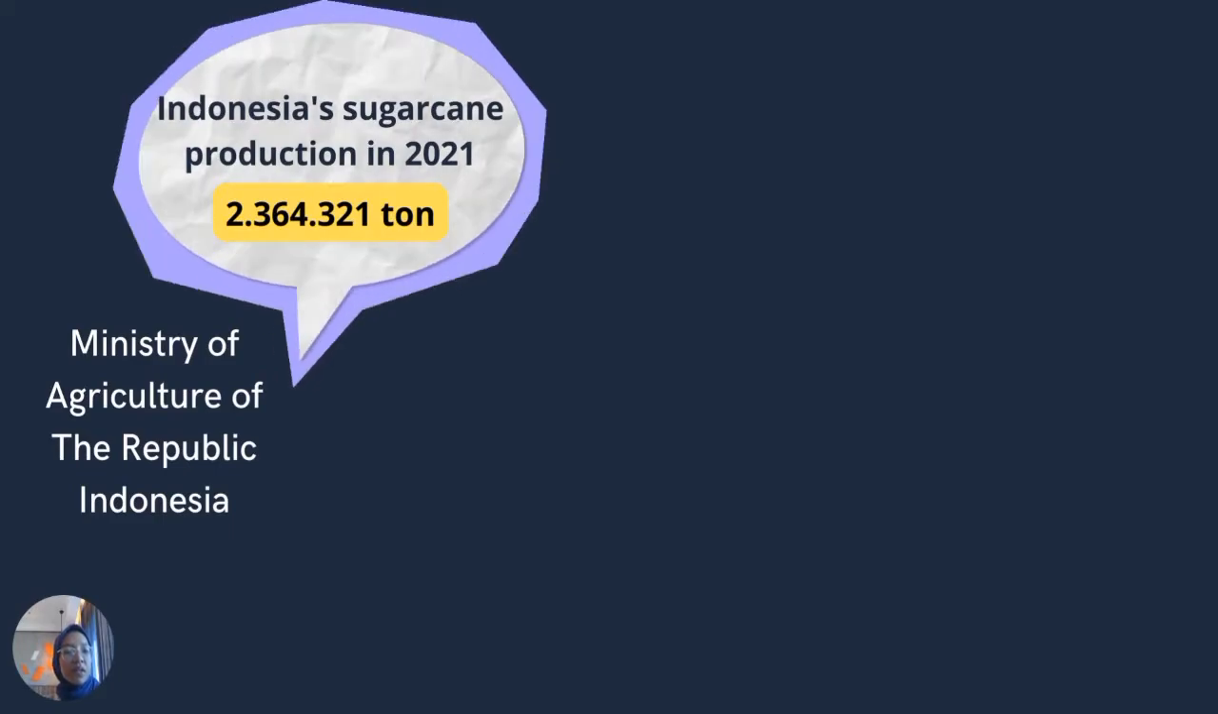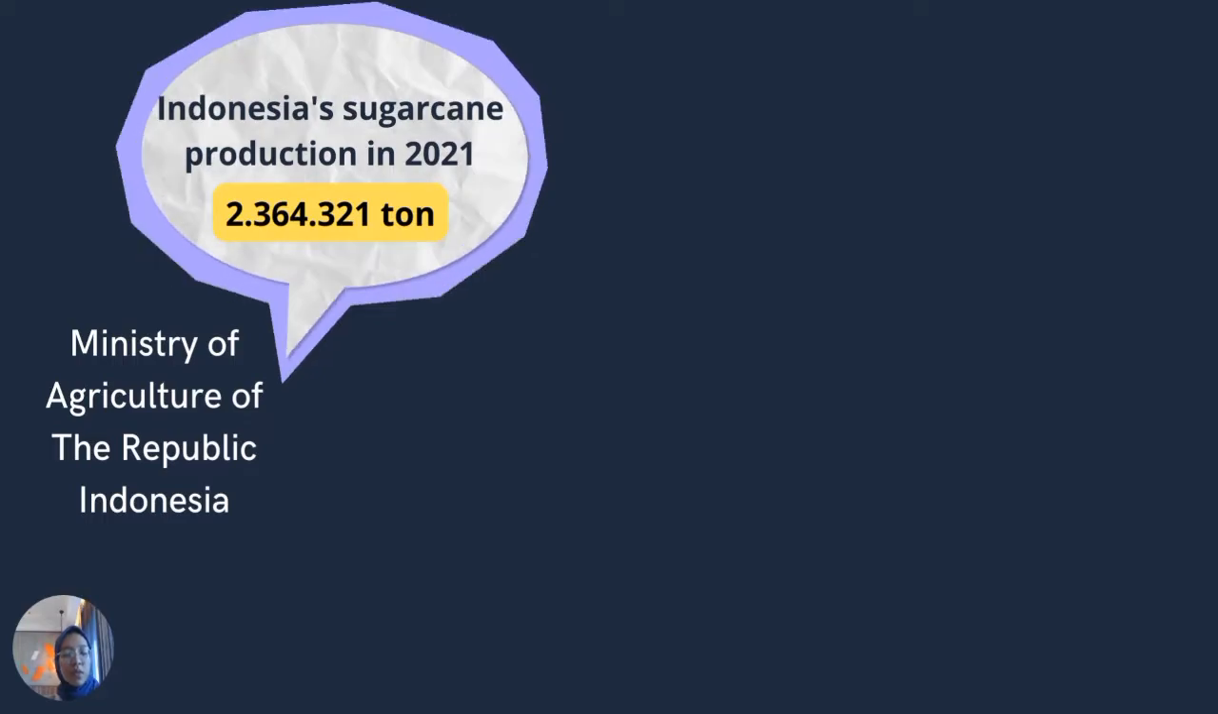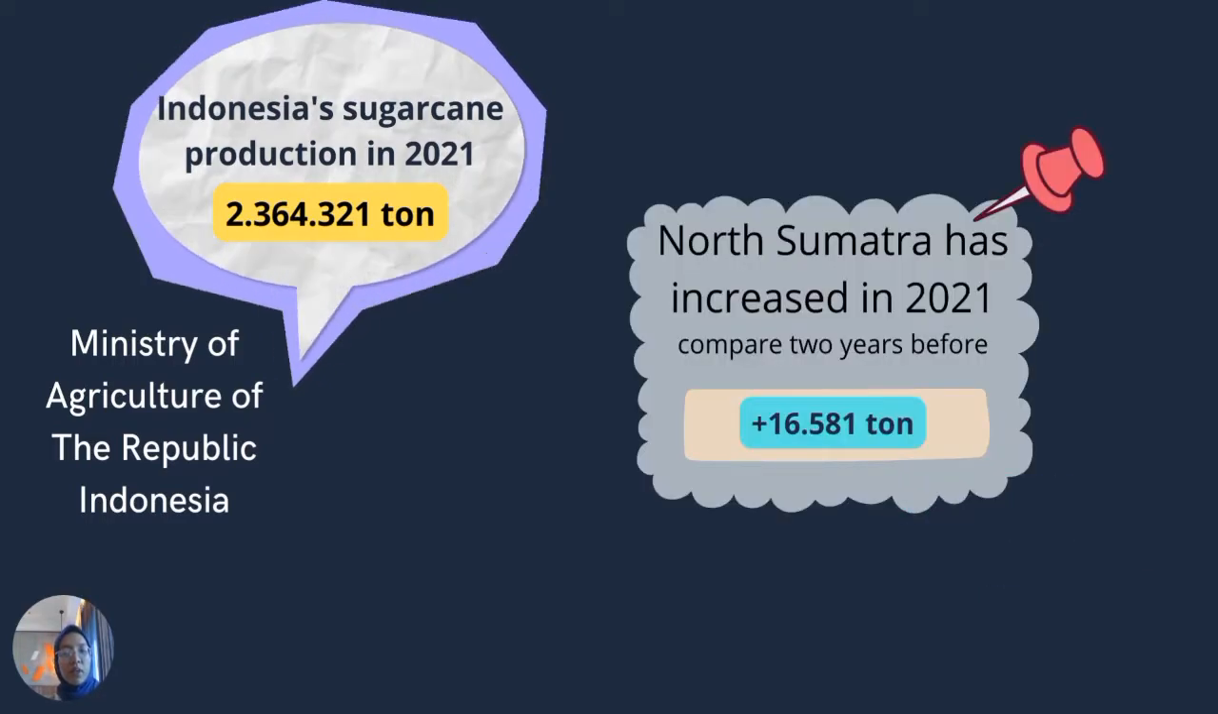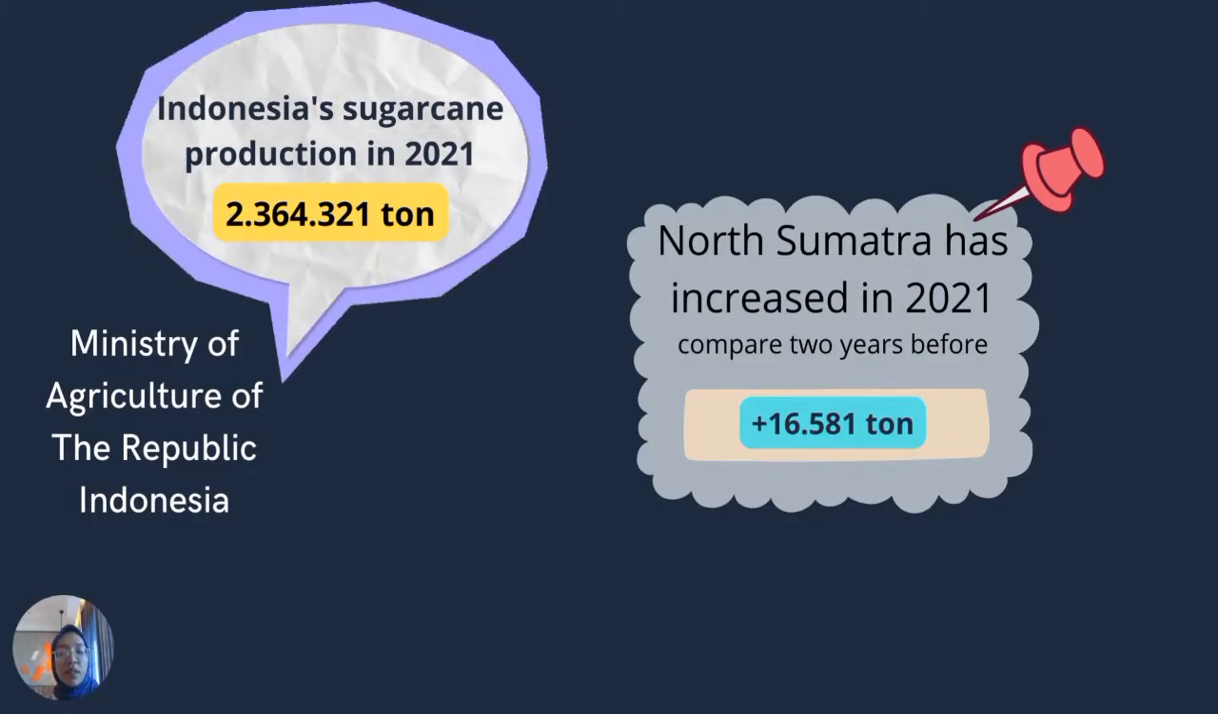So why did we choose this topic? The Ministry of Agriculture of the Republic of Indonesia announced that Indonesia produced 2,364,321 sugarcane in 2021, especially in North Sumatra, the place where we live. If we compare with 2 years before, it has increased by 16,581 tons in 2021.